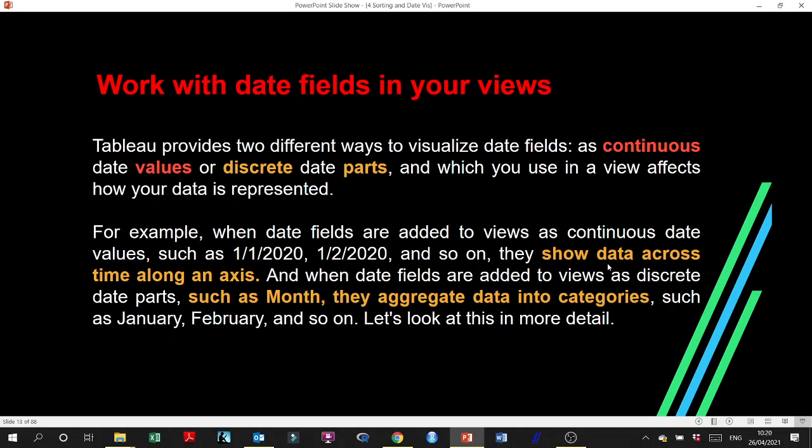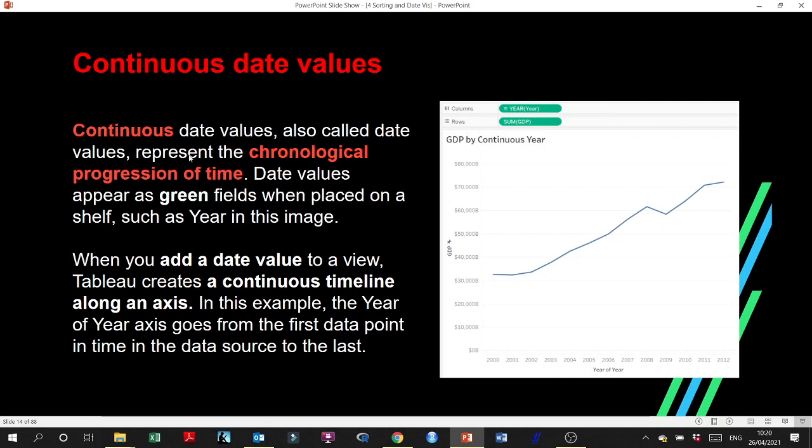So these are the little sentences and concepts that I would like you to pay attention to when you're reading questions in the certification, because you will be faced with so many questions, so it's a time game. So show data across time along an axis, most likely continuous. Aggregate data into categories, that is discrete. Let's take a look at an example of continuous data values. Not all the time are line graphs or line visualizations related to continuous, but most of the time continuous is a line.